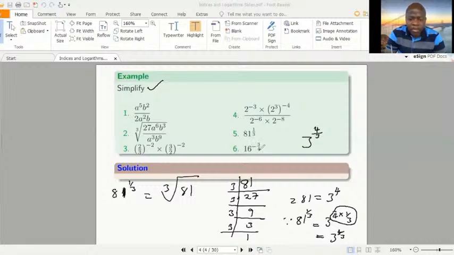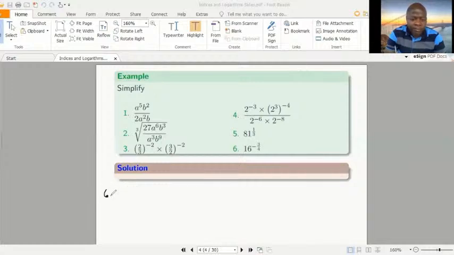16 raised to 3 out of 4. That is number 6. 16 raised to negative 3 out of 4. What is 16? The product of its prime factors.